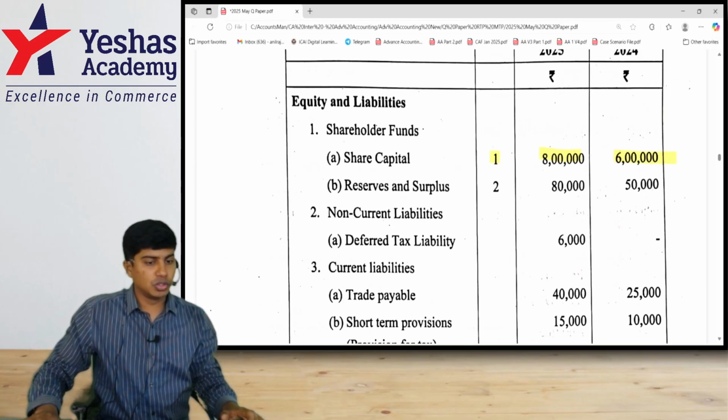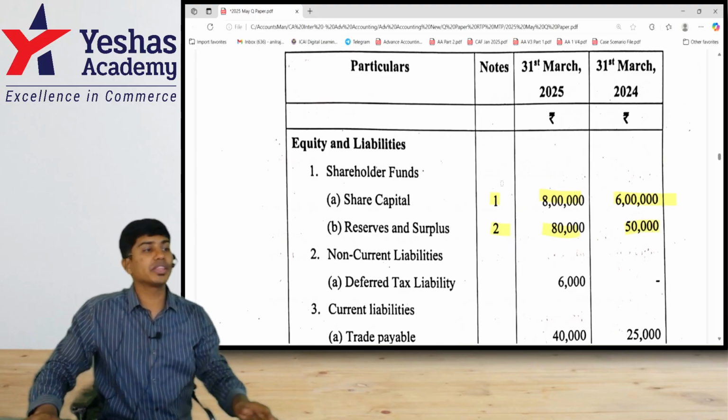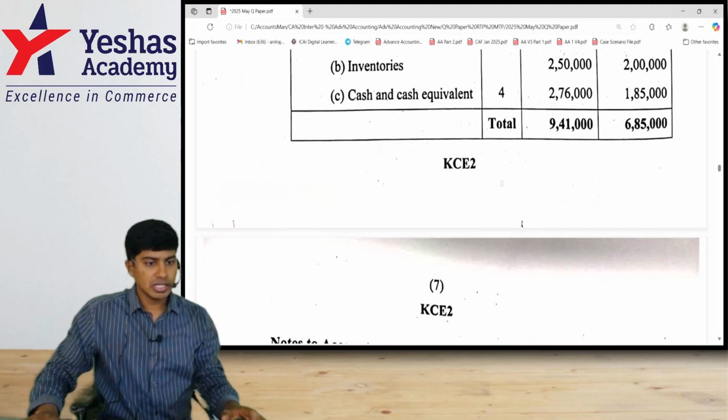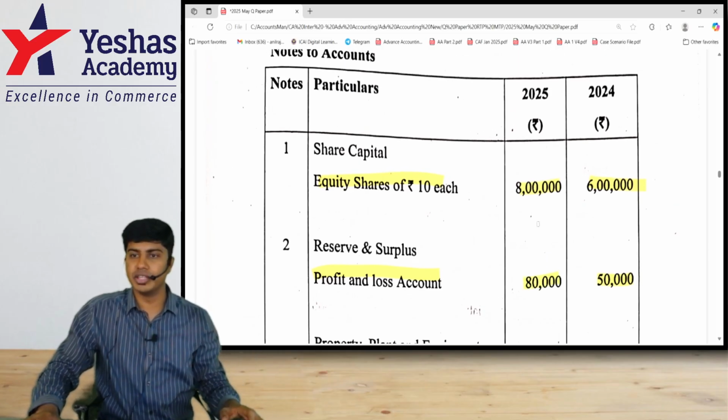Come back to balance sheet. Don't go to notes to accounts. Here I have reserves and surplus. Opening reserves is 50, closing reserves is 80. I would however want to see reserves and surplus notes because there might be more than one reserve in reserves and surplus. See what is there in notes to accounts. There is only one reserve, P&L. How much was opening? 50. How much is closing? Current year profit would have also already been included in this.